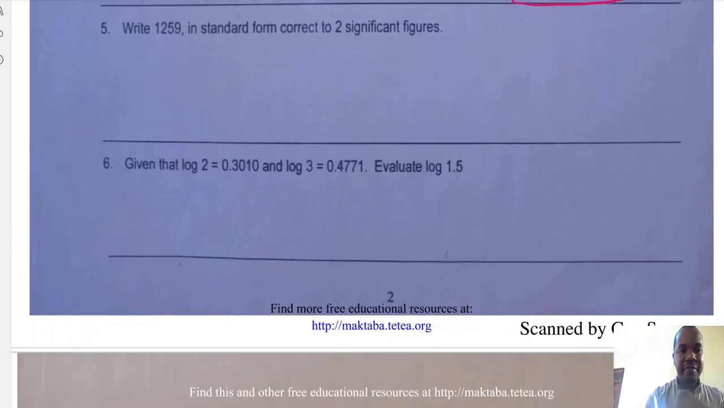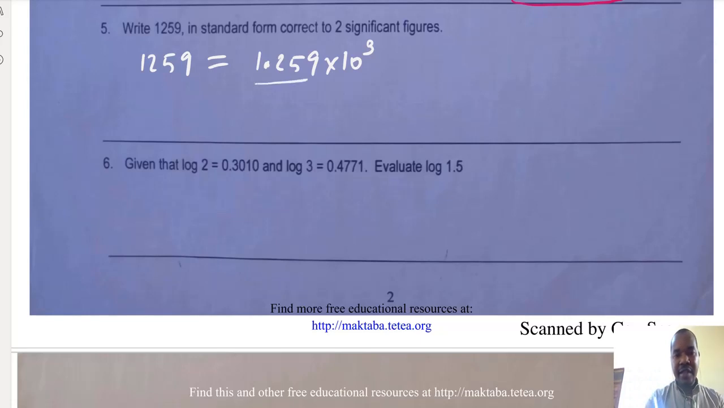Question number 5. Write 1259 in standard form corrected to 2 significant figures. So we have 1259 to standard form. This is going to be 1.259 times 10 power 3.